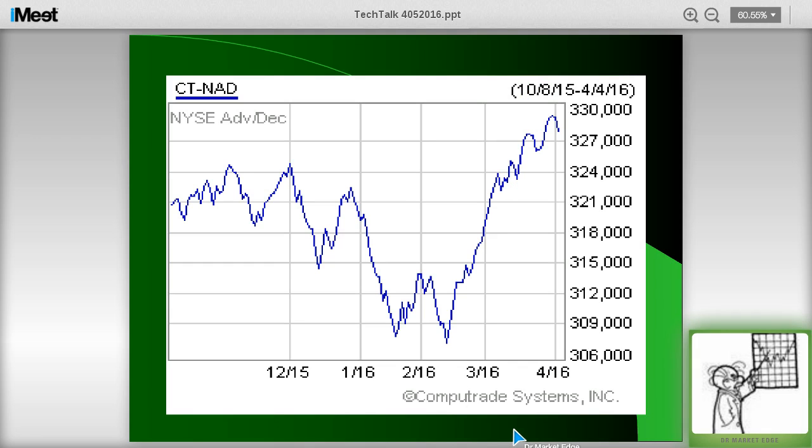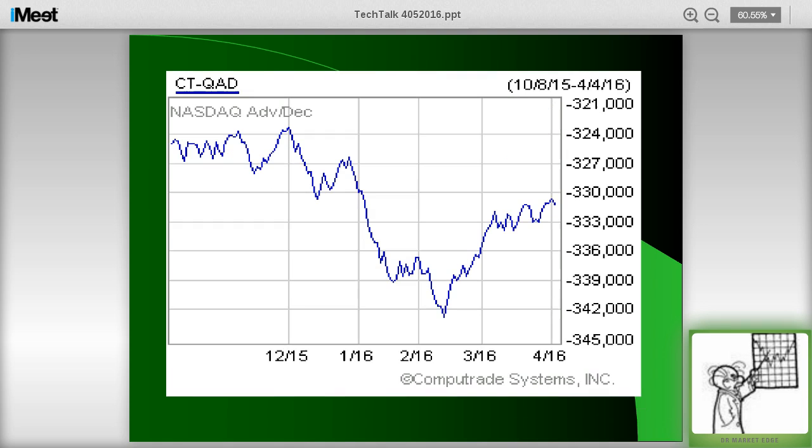We want to see what the internals are telling us. And right now, as far as the NYSE AD line, this is actually a leading indicator. It looks good still. I'd like to see this get a little bit toppy, but people are buying the big cap blue chips, especially the ones that pay a good dividend, and that's why you see this coming up close to all-time highs.